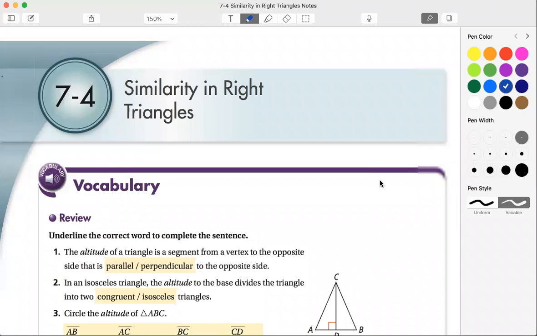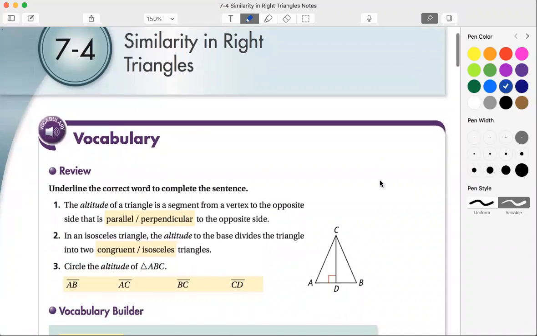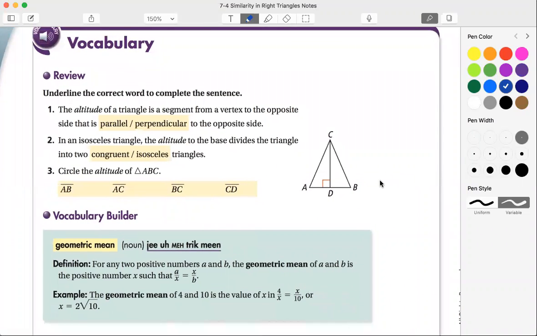All right, section 7-4, similarity in right triangles. The altitude of a triangle is a segment from the vertex to the opposite side that is perpendicular to the opposite side. In an isosceles triangle, the altitude to the base divides the triangle into two congruent triangles. Circle the altitude of triangle ABC. That would be line segment CD.